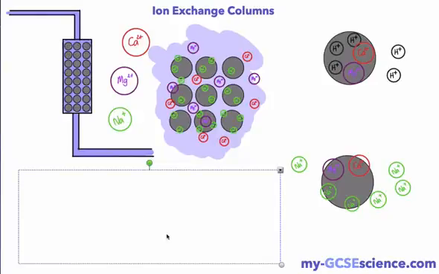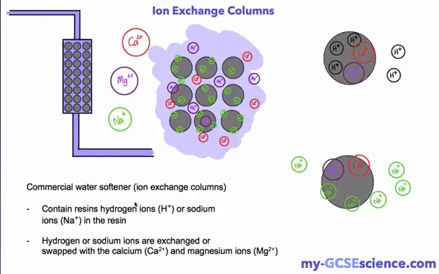The last thing then here is just commercial water softeners. These are the details of how it works. They contain resins with hydrogen ions or sodium ions in the resin, and the hydrogen or sodium ions are exchanged or swapped with the calcium and magnesium ions. So that's just a summary of how it works. These are the diagrams to actually explain to you or show you how that works.